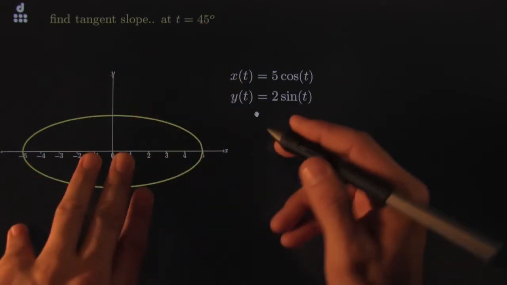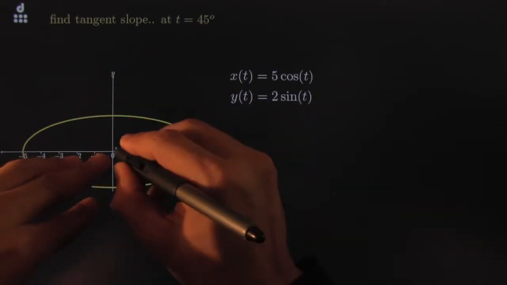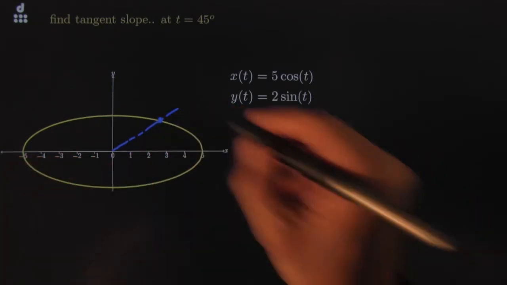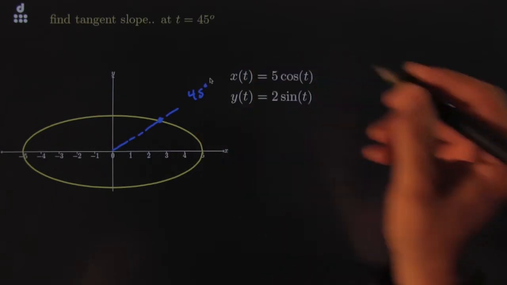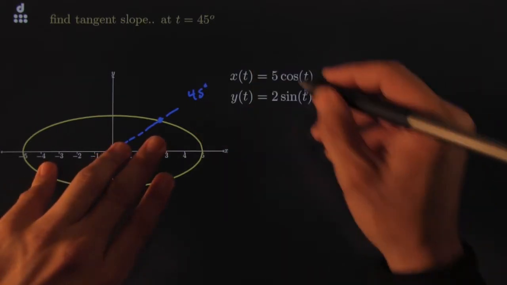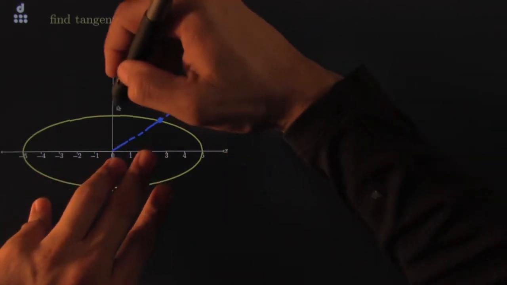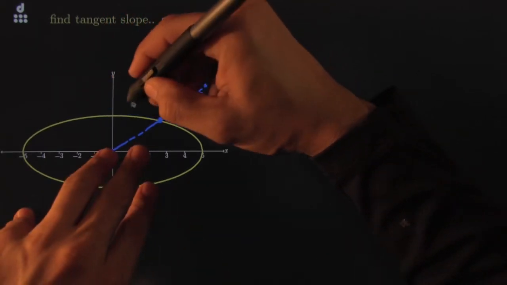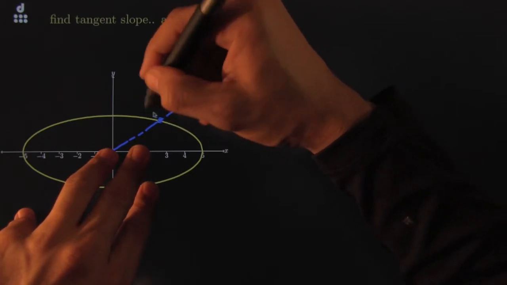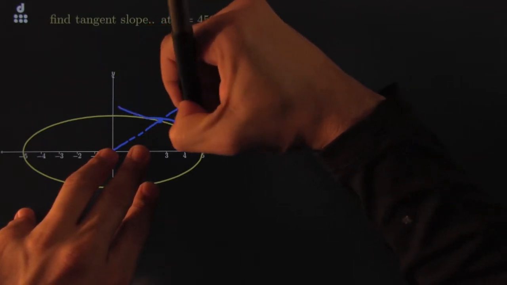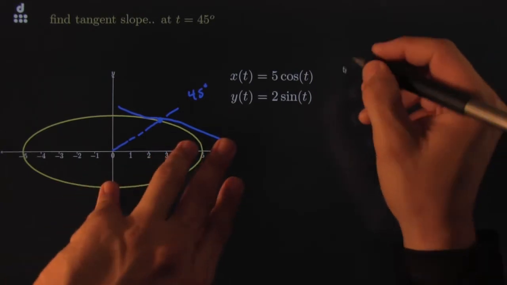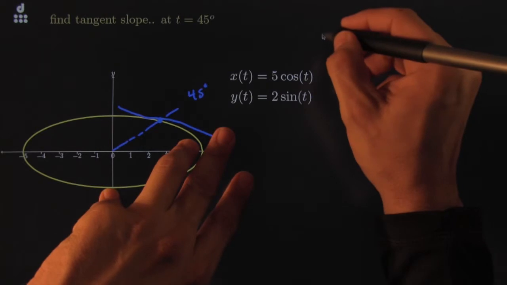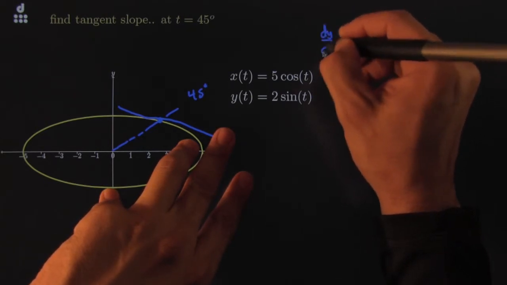Check this out. At 45 degrees, that would be somewhere around here. That's that point right there. At 45 degrees, can I figure out the tangent slope? So I'm looking for the tangent slope there, and so what we want is dy/dt.